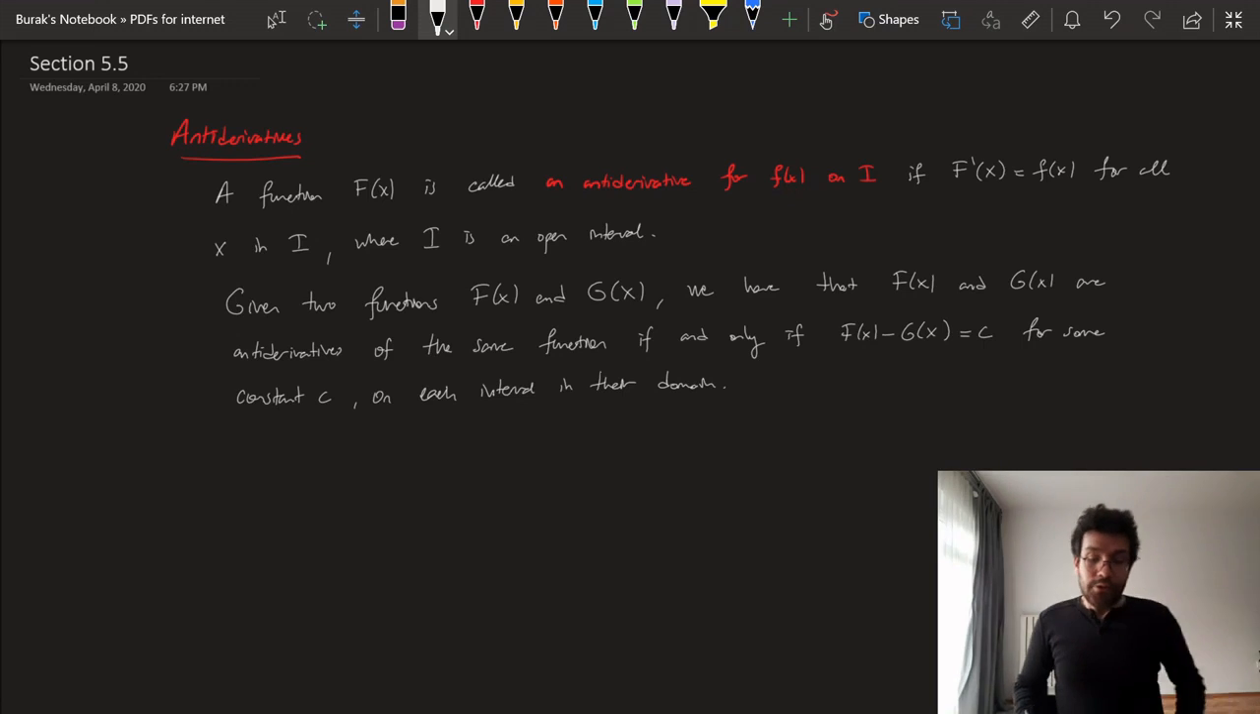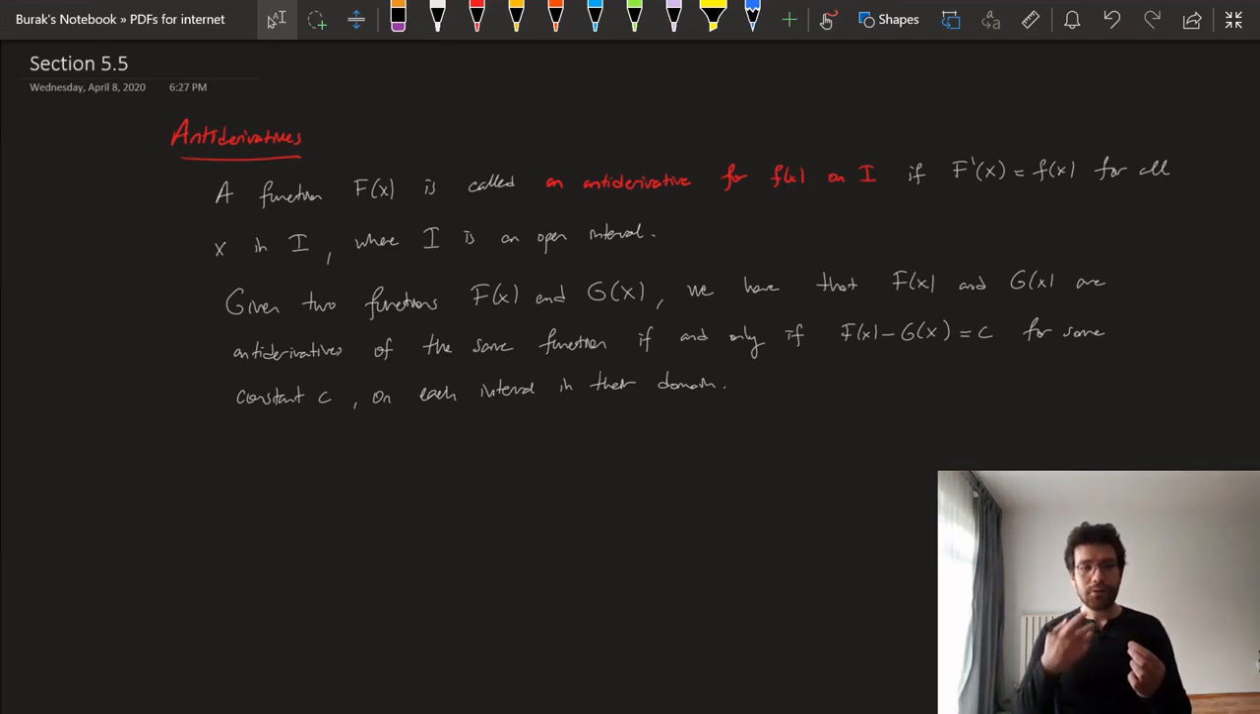Okay, as I said, I said an antiderivative instead of the antiderivative. So why did I do that? Because a function can have multiple antiderivatives. Indeed, a function always has infinitely many antiderivatives, and there's a relationship between these antiderivatives. Take two functions. I claim that these functions are antiderivatives of the same function if and only if the difference of these functions is a constant on each interval in their domain. So I'm saying that given a function, two antiderivatives always differ by a constant and vice versa.